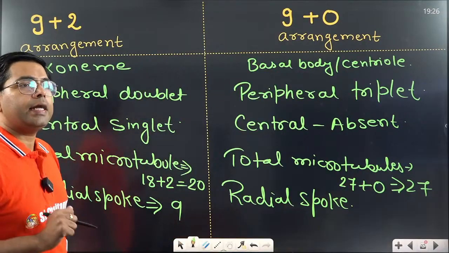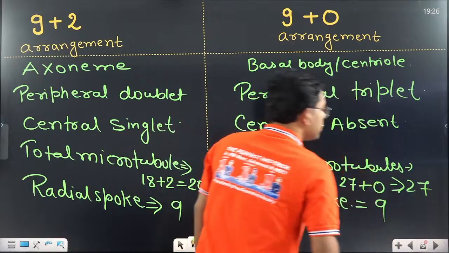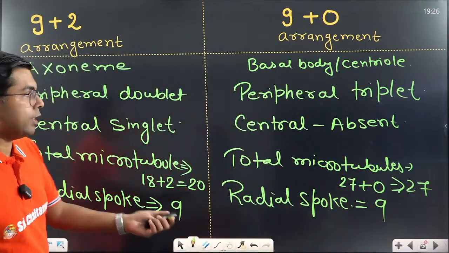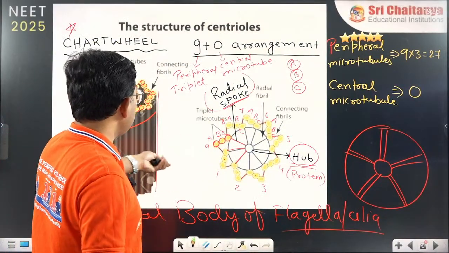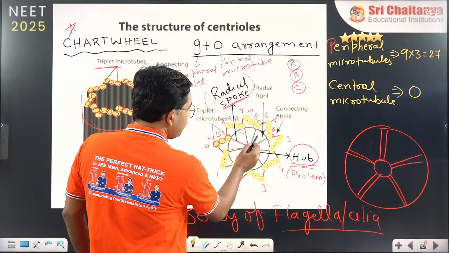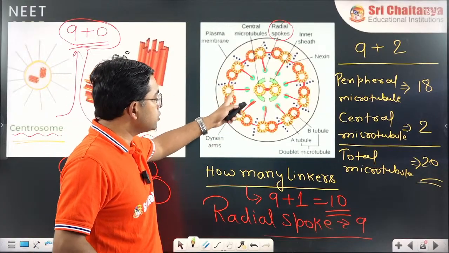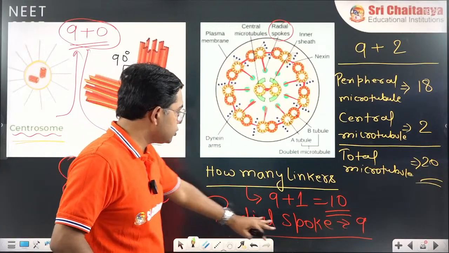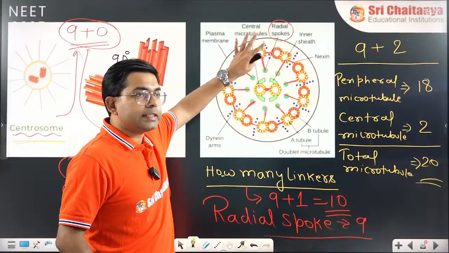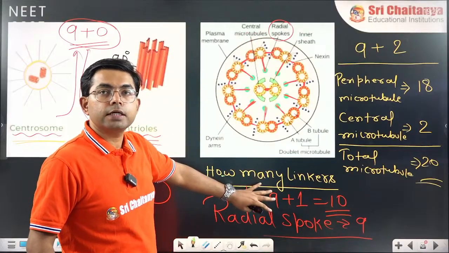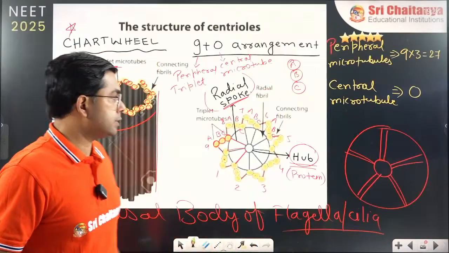Some of you have written 10 also, right? So I will show you. See, radial spoke in both cases is 9. Let's go back and see here. We have just counted, it is 9. 1, 2, 3, 4, 5. So radial spoke is 9. And here also, if you count, radial spoke is 9. Some of you are confused with the linkers. Linker is 10 and radial spoke is 9. 9 in both cases, right?